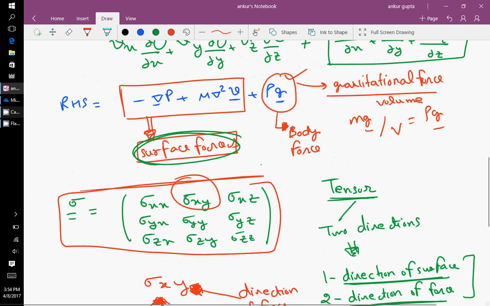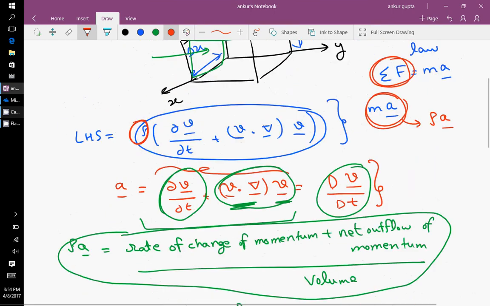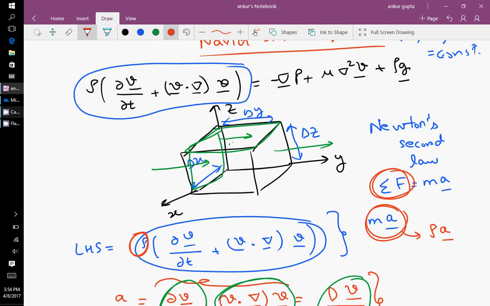Okay, so now how did we get this minus grad p plus mu del square v from the sigma tensor? Let's first go back to our fluid element where we will write the force balance. Just to recap, we had said that the left hand side came from writing the rate of change of momentum plus net rate of flow of momentum per unit volume. The rho g vector came through the mg per unit volume, or mass times gravity, the gravitational force per unit volume. Now we are going to this minus grad p plus mu del square v part. We said that this is the surface contribution of the force.